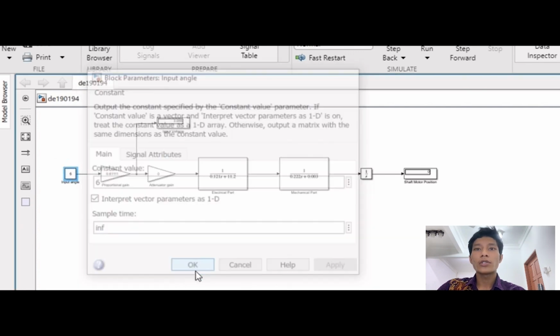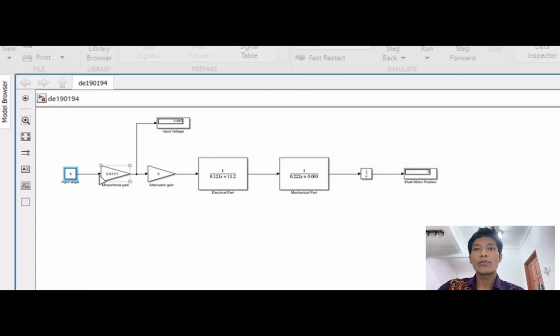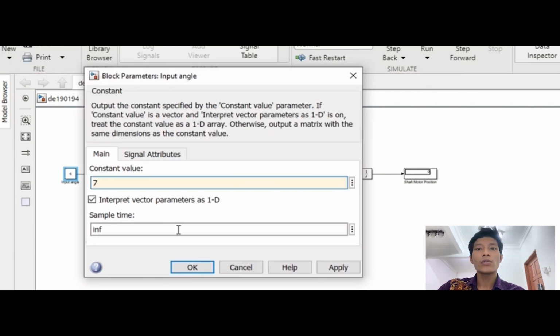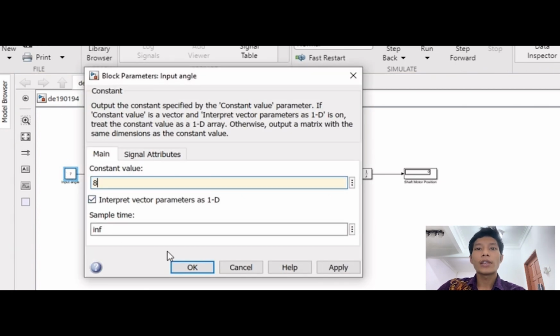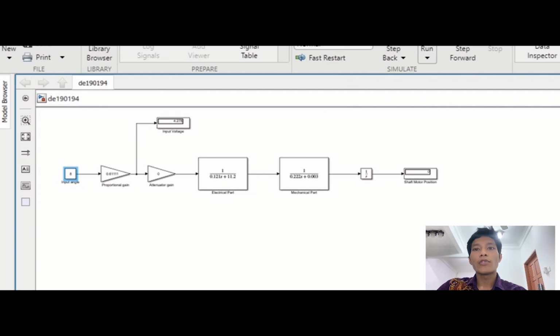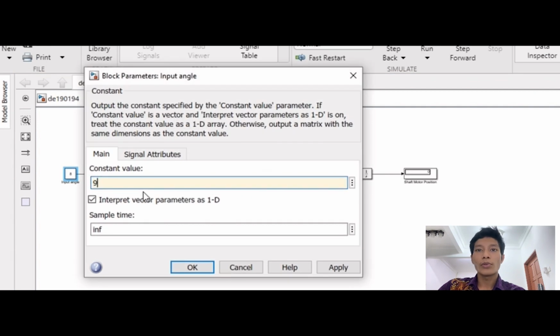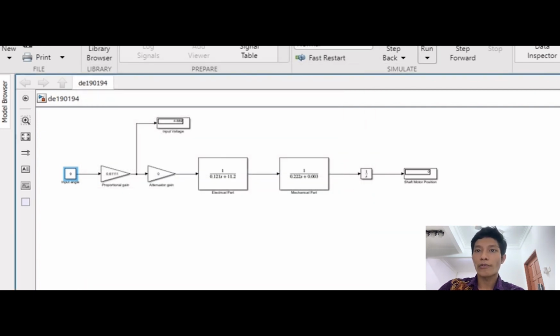Then we change the input angle to 6. The input voltage is 3.667 and the shaft motor position remains 0. For the input angle 7, the input voltage is 4.278 and shaft motor position is 0. For the input angle 8, the input voltage is 4.889 and shaft motor position is 0. For the input angle 9, the input voltage is 5.5 and shaft motor position is 0. For input angle 10, the input voltage is 6.111 and shaft motor position is 0.